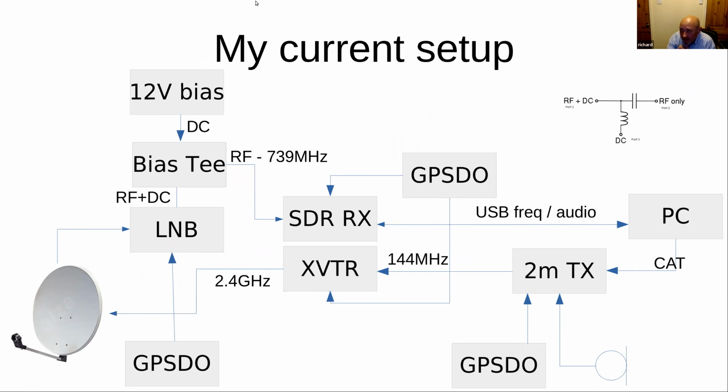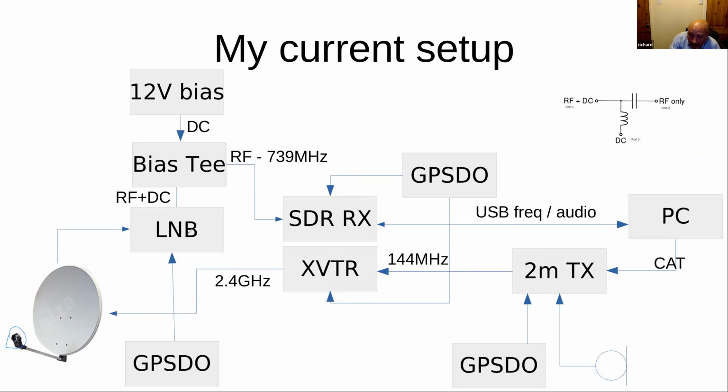So this is my current setup at the moment. Let me just see if I can switch on annotation. So the dish itself has got an LNB at the front. So there's an LNB there. And that then has a local oscillator of 9.75 gigahertz. So the 10 gigahertz or 10.5 gigs that comes into the LNB is then mixed and brings you down to 739 megs.